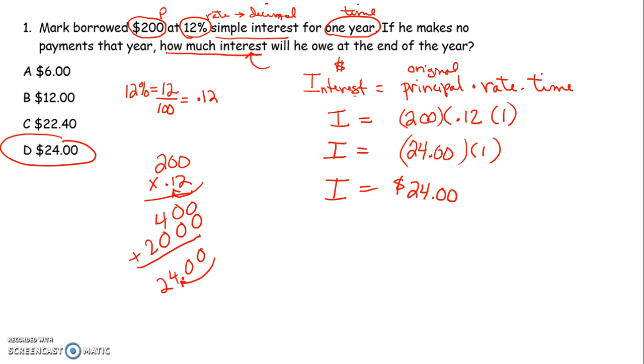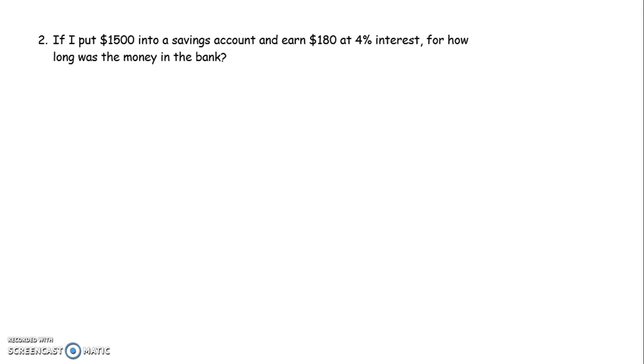All right, let's look at the next problem. If you put $1,500 in a savings account and you earn $180 at 4% interest, how long was the money in the bank? Okay, so as soon as we're talking at the 7th grade level about interest, they're going to use the simple interest formula. Interest equals principal times rate times time.